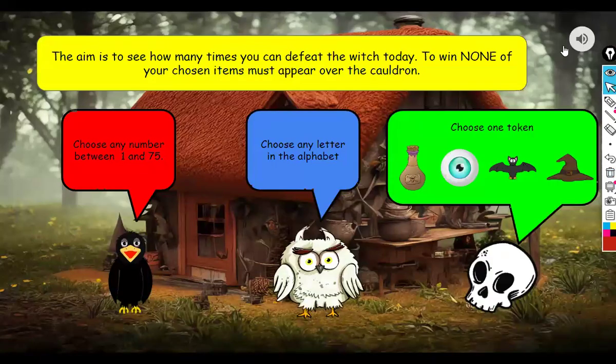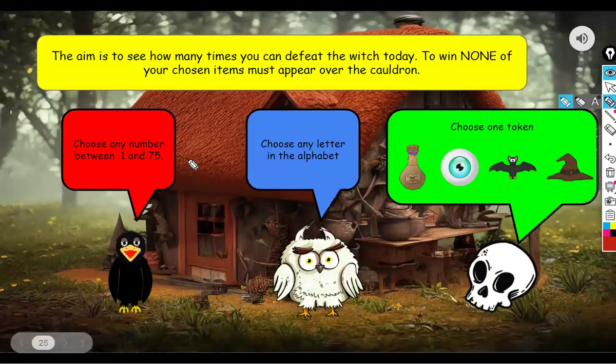All right, so the game is going to get harder now. Same thing, but look at the new instructions. The crow is saying that you have to choose a number between 1 and 75 this time. Last time it was between 1 and 100. So now it's going to be easier to lose the game. 1 and 75 are included.